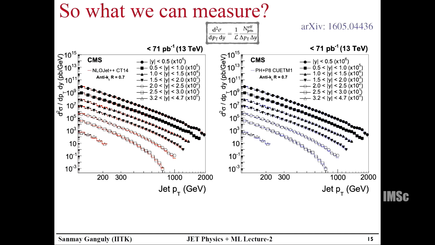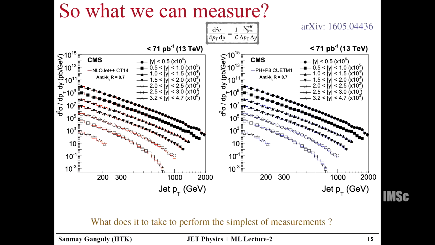The red lines in this plot come from next-to-leading order perturbation theory with CT14 PDF sets, and it's for different rapidity bins. There are also different calculations at the parton level, NLOJet++ and POWHEG plus PYTHIA 8, which is leading order something. So that was the 13 TeV measurement from CMS.